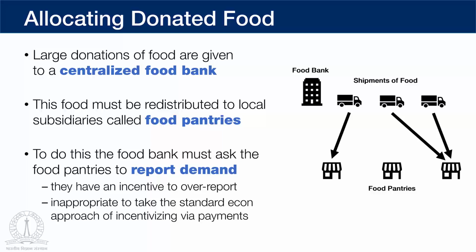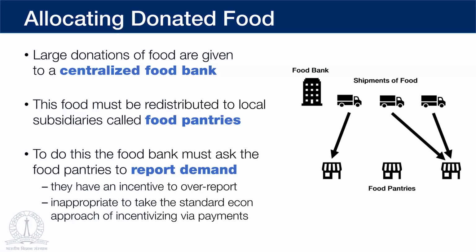To do this in a sensible way, the food bank needs to ask the food pantries to report their demand. And all of these things are charities. They're not selling the food. They're not trying to make money off of it. But inevitably, the food pantries are a little bit more concerned with meeting the needs of their own communities than they are with the global picture. And so they have an incentive to over-report the demand that they're going to experience because they don't want to run out of food.